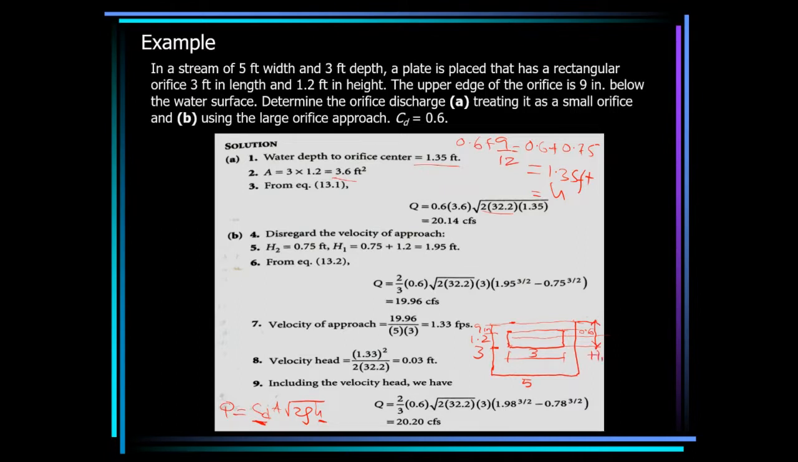Okay, and this is simply 9 inches plus 1.2 feet. 9 inches is 0.75, plus 1.2, which is 1.95. Okay, and what is H2? H2 is from the top of the water surface to the top of the orifice, which is 9 inches. 9 inches is equal to 0.75 feet. Okay, and then we use the formula.